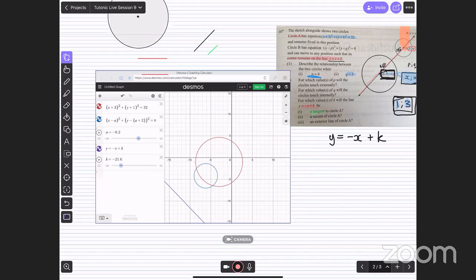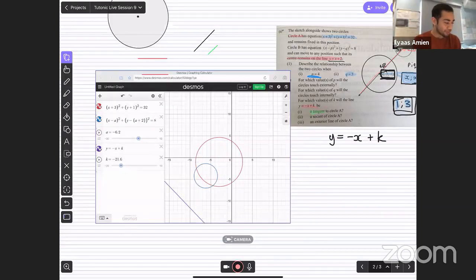Okay, so basically, they are asking for which values of k will the line y is equal to negative x plus k be a tangent to circle A. Now, circle A doesn't move, right? So we basically know that it has a fixed point on the Cartesian plane. So the circumference will intersect the y-axis at one point. And so if we find that point, won't that be a tangent? Oh, but not necessarily. Okay.